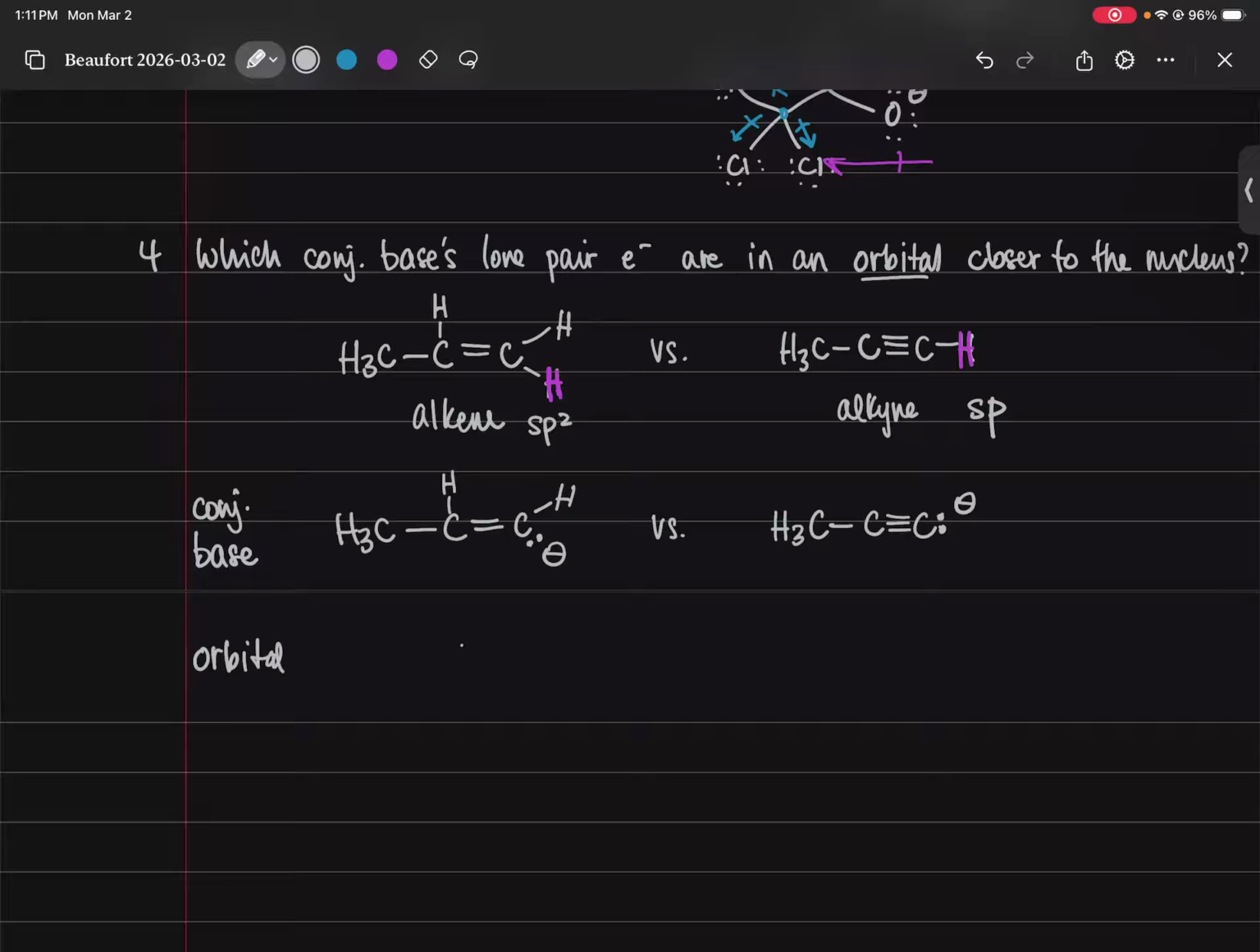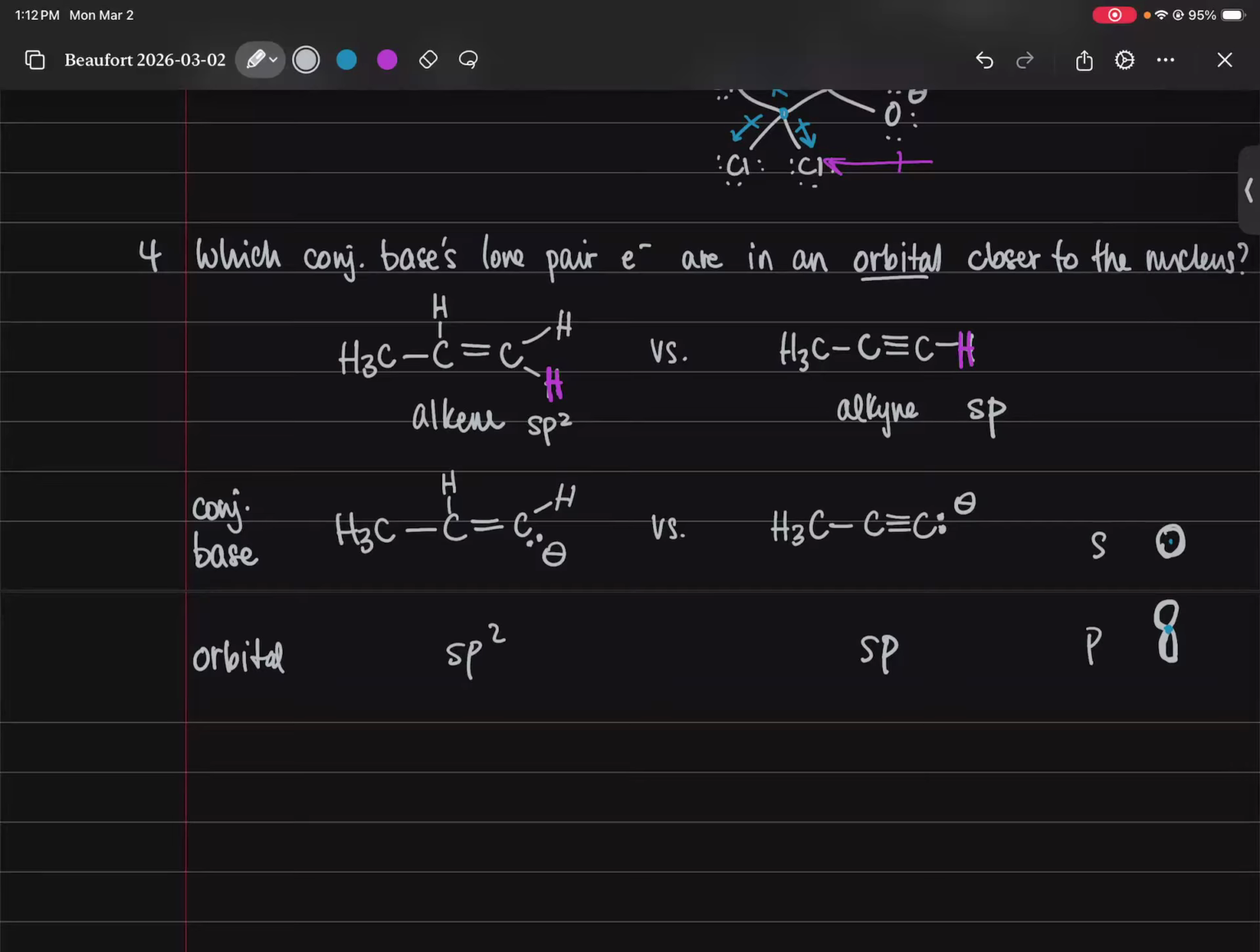So the lone pair here is in an sp2, and the lone pair here is sp. I think we talked about this a little bit at the beginning of the course, but the s orbital is the sphere that's really close to the nucleus, and the p orbital is the hourglass, kind of figure 8 shape. So the s orbital is on average closer to the nucleus than the p orbital.